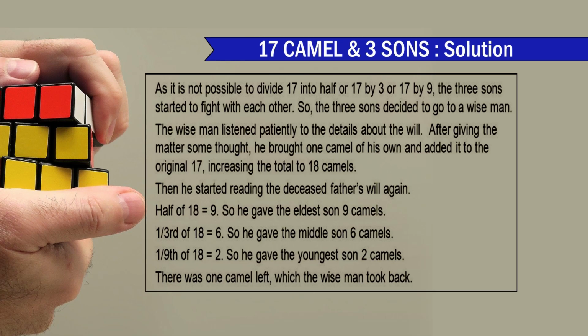And as per the will, the middle son should be given 1/3 of the camels. So 1/3 of 18 is 6. So he gave 6 camels to the middle son. And as per the will, 1/9 of the 18 camels turns out to be 2 only. So he gave 2 camels to the youngest son. Now 9 plus 6 plus 2 is again 17. So 17 camels are distributed, and he took back his 1 camel which he included in those 17 camels.